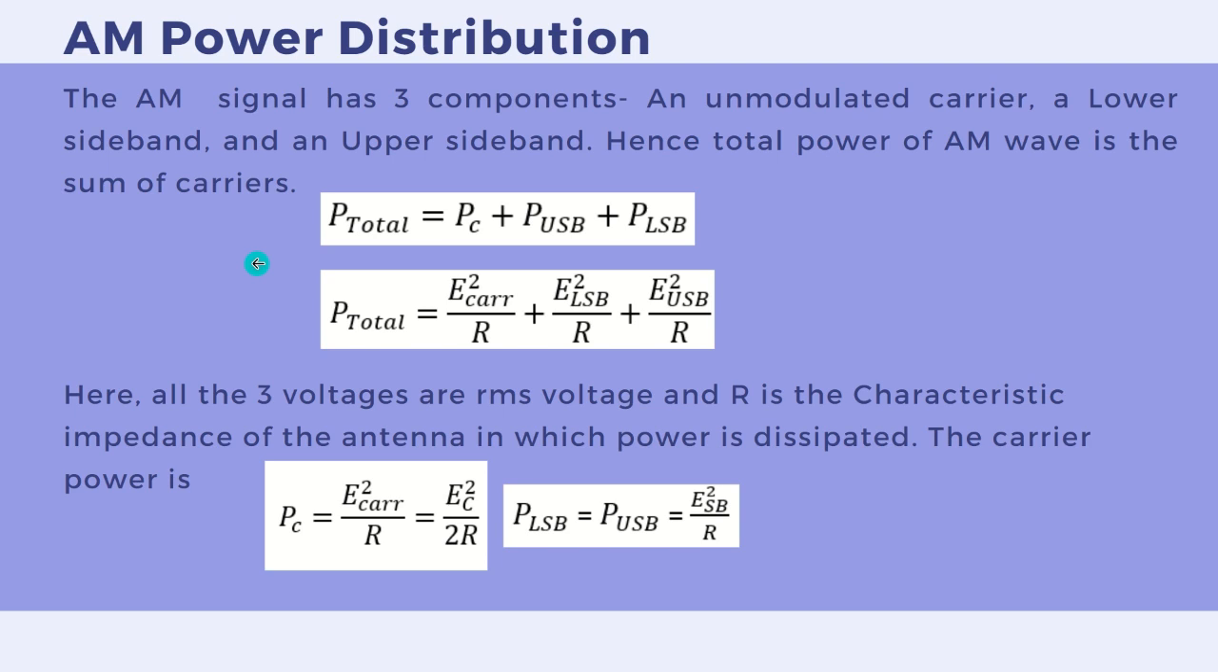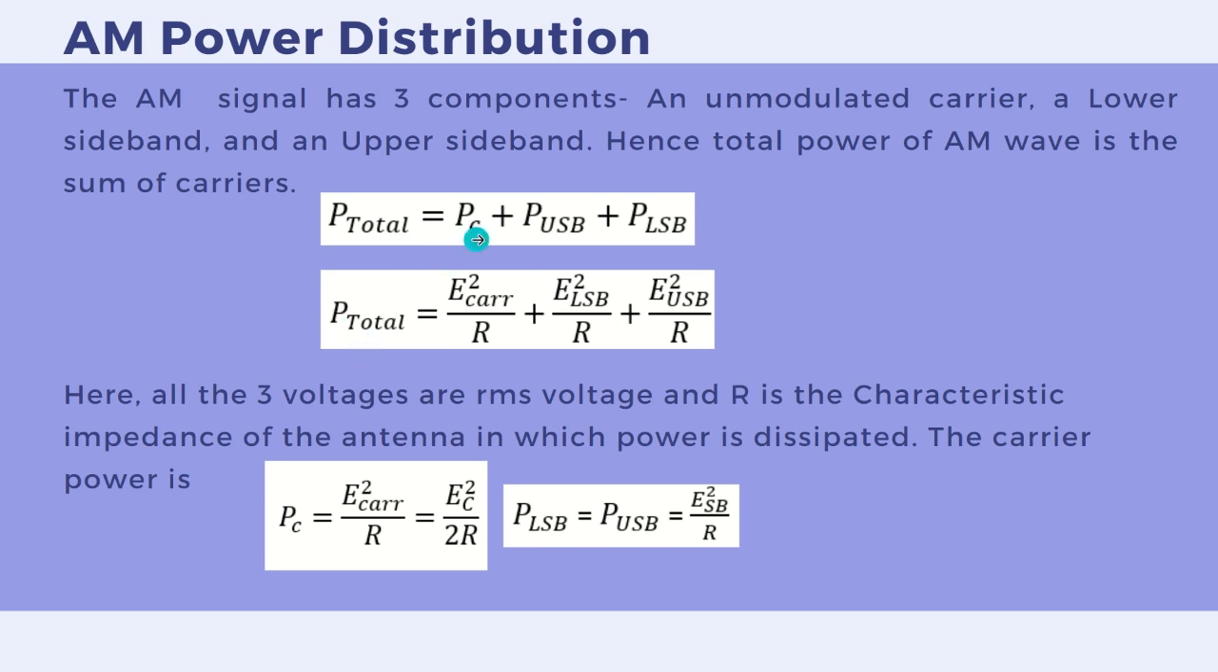Next is AM power dissipation. Our AM signal has three components: an unmodulated carrier, a lower sideband, and an upper sideband. This means the total power of the AM wave is nothing but the sum of these. So P total is equal to PC plus P upper sideband plus P lower sideband.